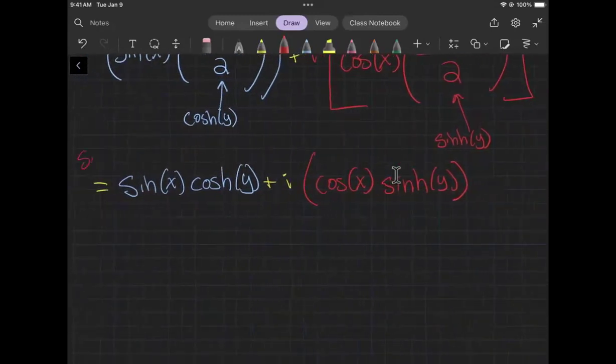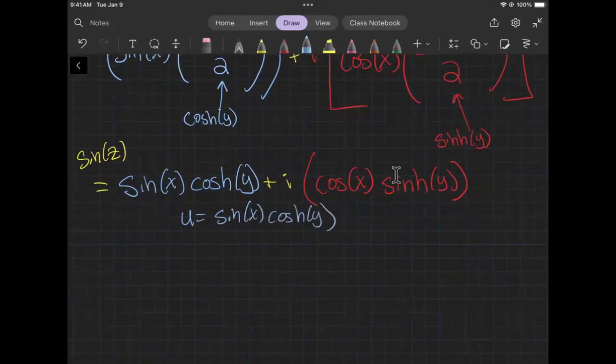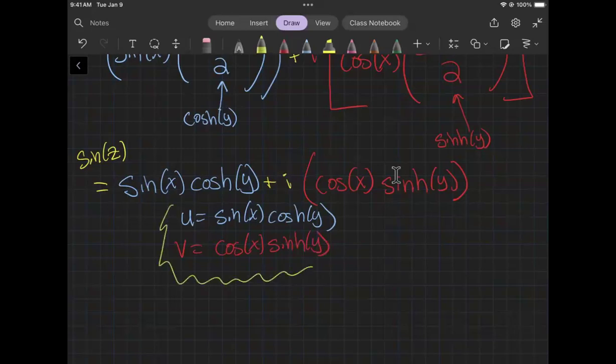So this is sine of z. This is how you express the number sine of z in this case. For sine of z, the real component u is sine of x times hyperbolic cosine y, and then v is equal to cosine of x times hyperbolic sine of y. It's important to take note of these equations for u and v.